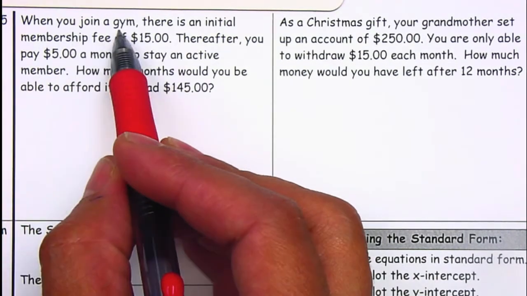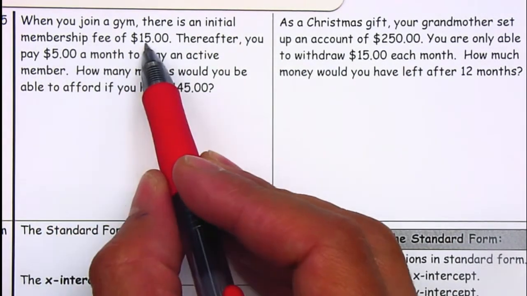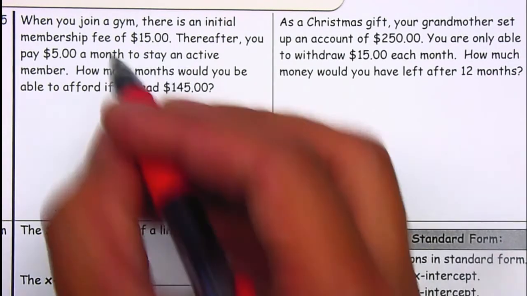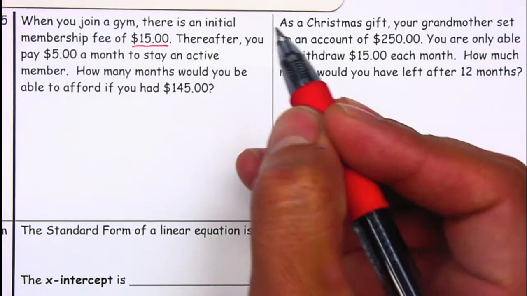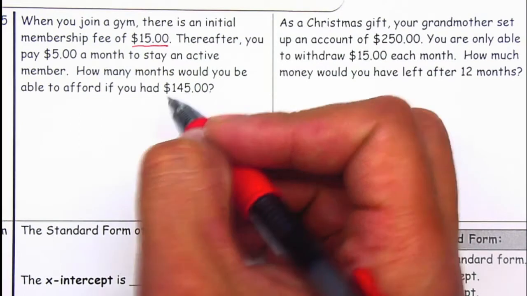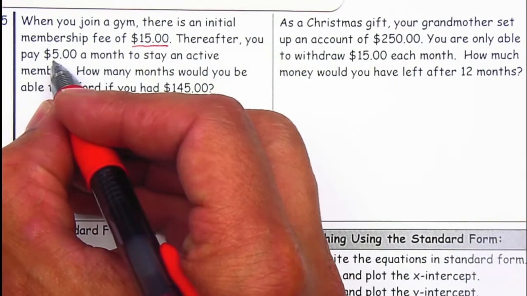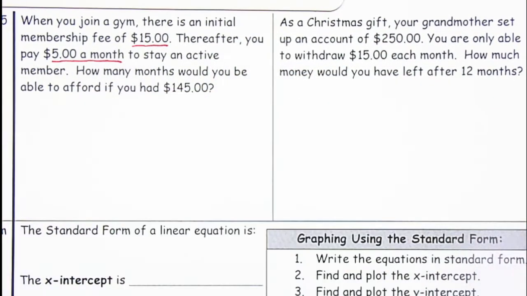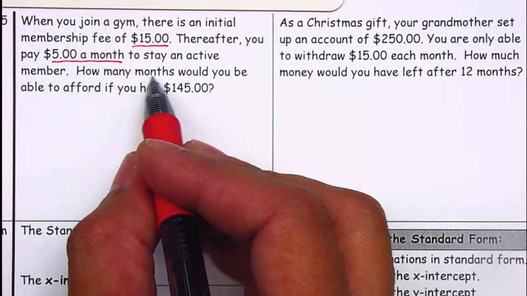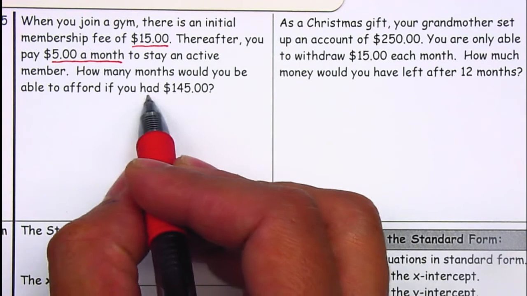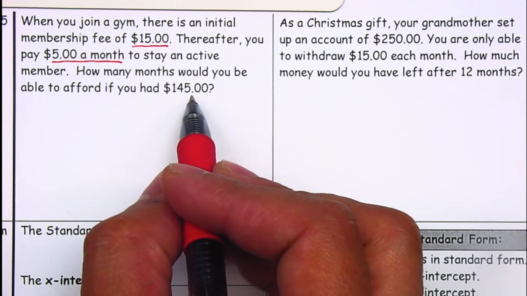When you join a gym, there's an initial membership fee of $15. So $15 is the initial fee. It's a one-time fee that you're going to be paying. Thereafter, you pay $5 a month to stay an active member. How many months will you be able to afford if you have $145?